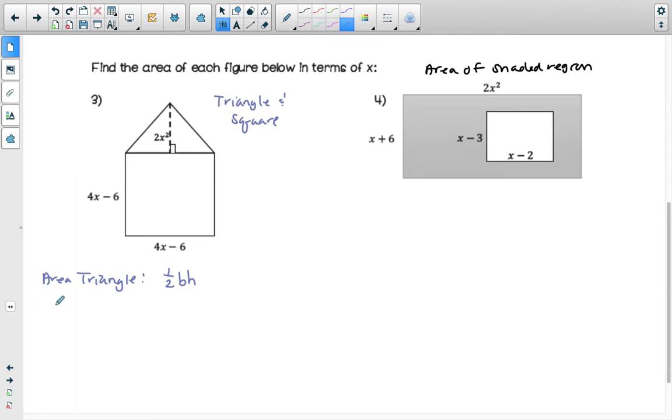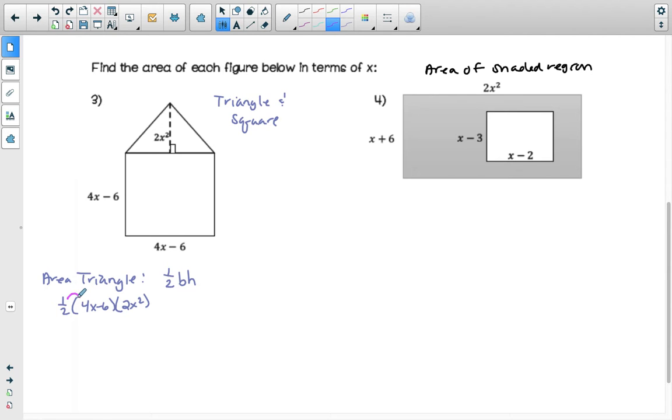So we have 1/2 times the base. The base of this triangle is actually one of the sides of the square, which is 4x minus 6. And times the height of the triangle, which is, when we have a right angle, that tells us the height. So this is 2x squared. When we distribute, we can distribute any 2 pieces at a time, only 2. So I'll actually multiply this 1/2 into the first set of parentheses.